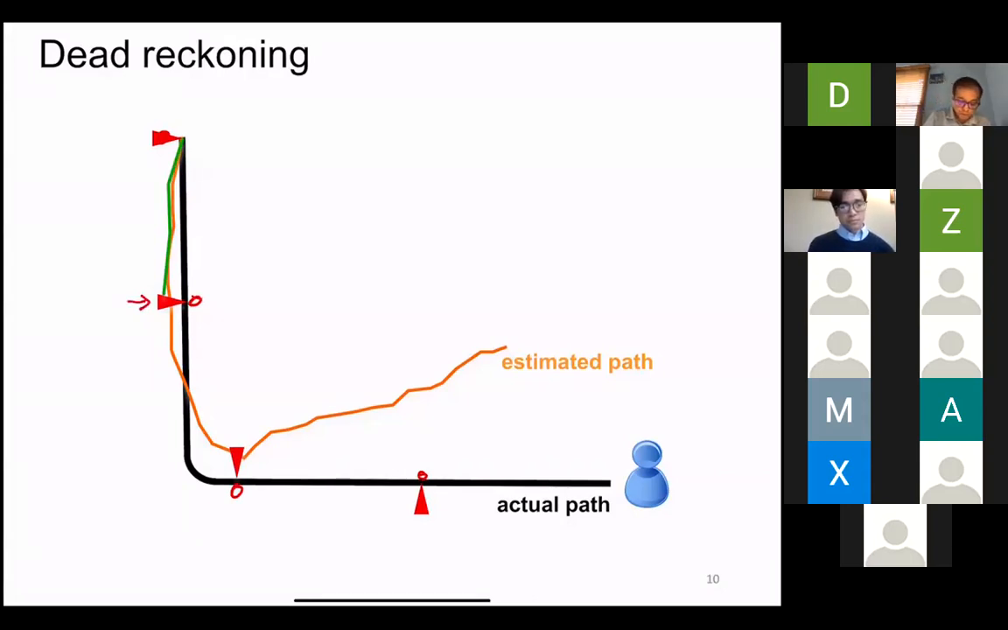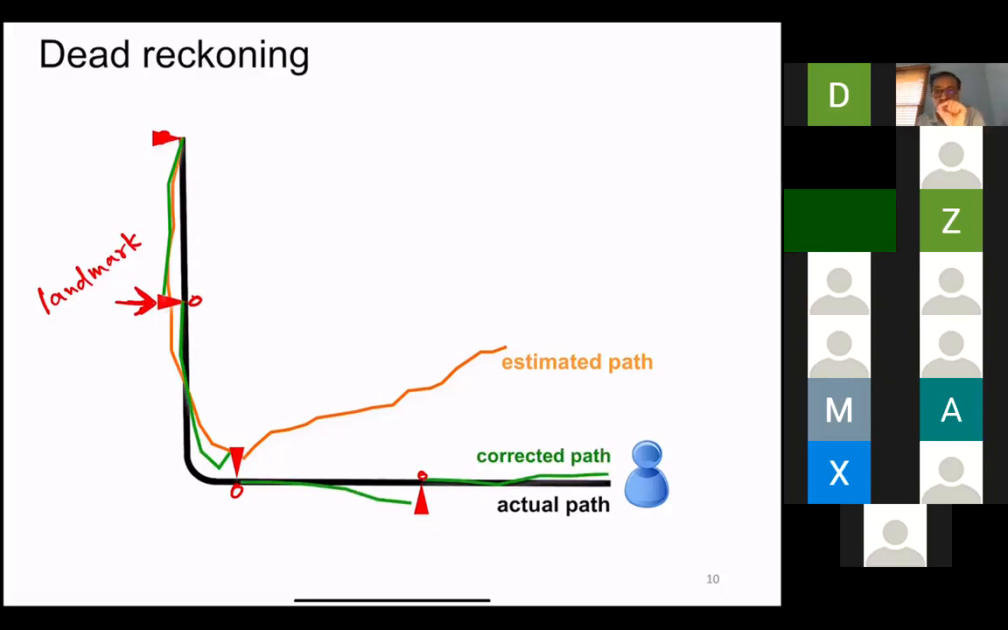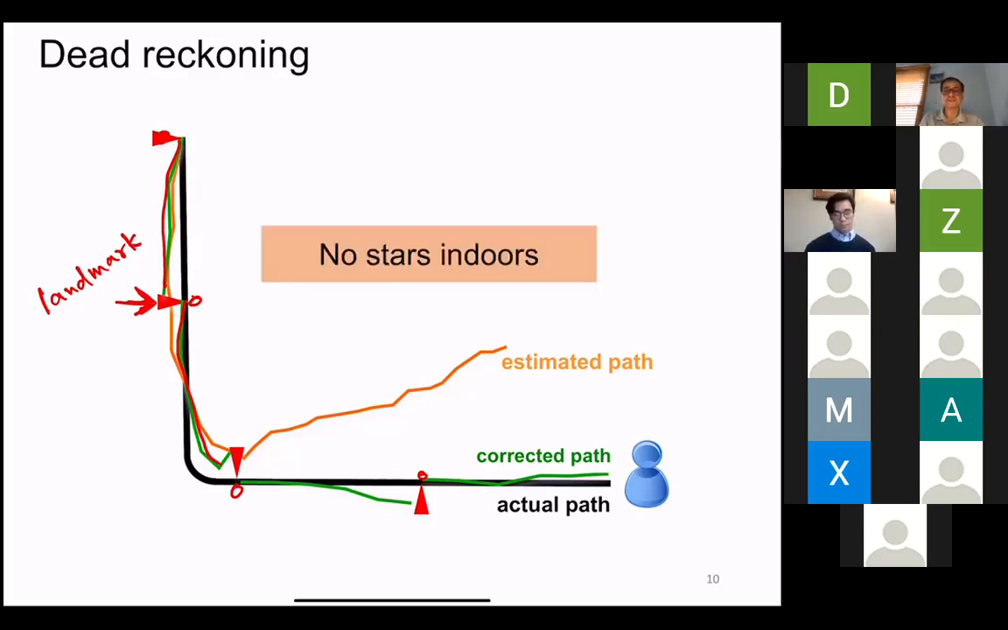So once you've encountered a landmark, for Charles Lindbergh's plane there were stars, for indoor environments let's call it a landmark, you correct yourself and start again from the actual correct position. So this green path starts to hug the true path, the actual path. This is the idea of how we want to do dead reckoning in indoor environments. But the question is, there are no stars or no landmarks.